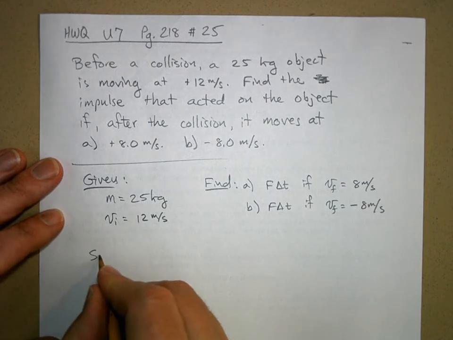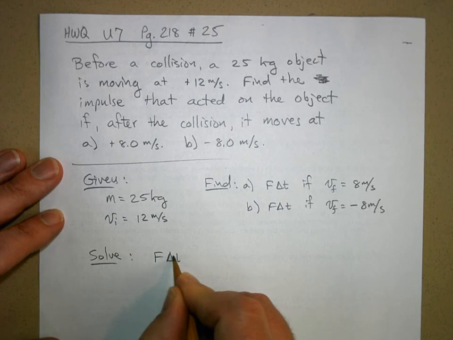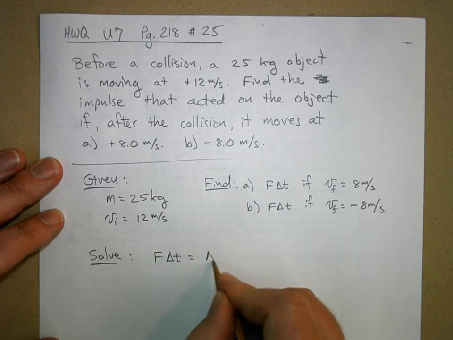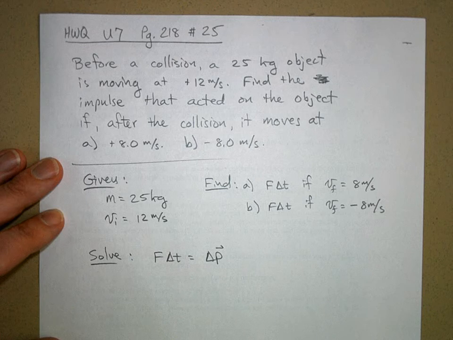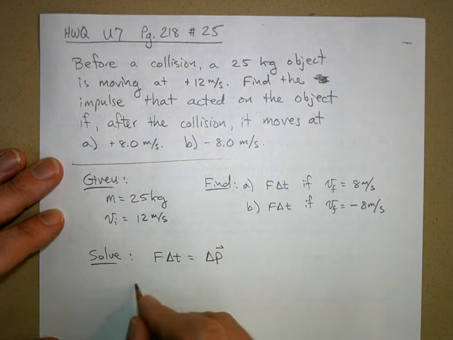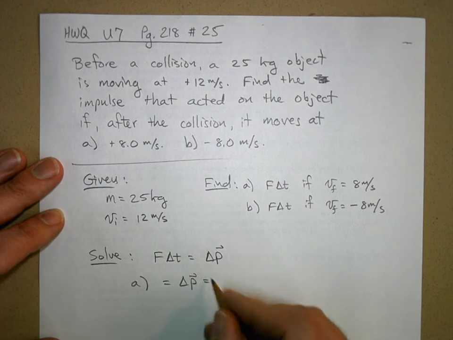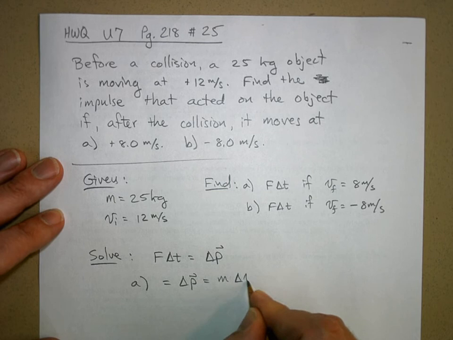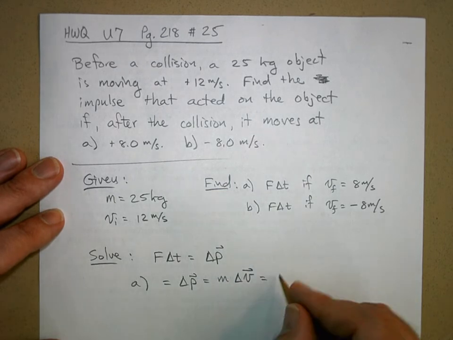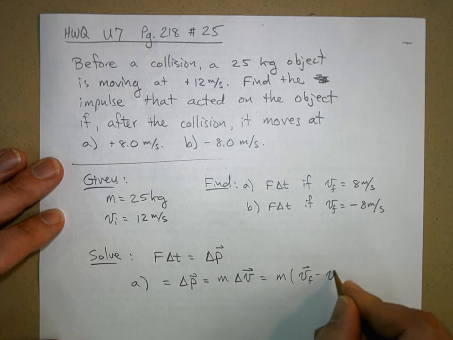And so let's solve this. Well, we know that the impulse is equal to the change in momentum of the object. So all we have to do is figure that out. So for part A, the impulse is equal to the change in momentum. Well, what is that? That's the mass times the change in velocity. But that is the mass times V final minus V initial.